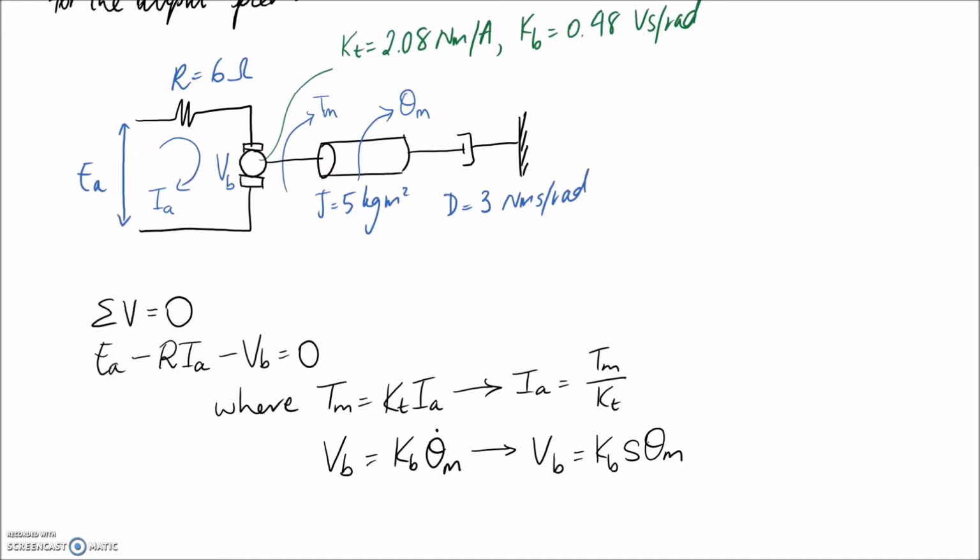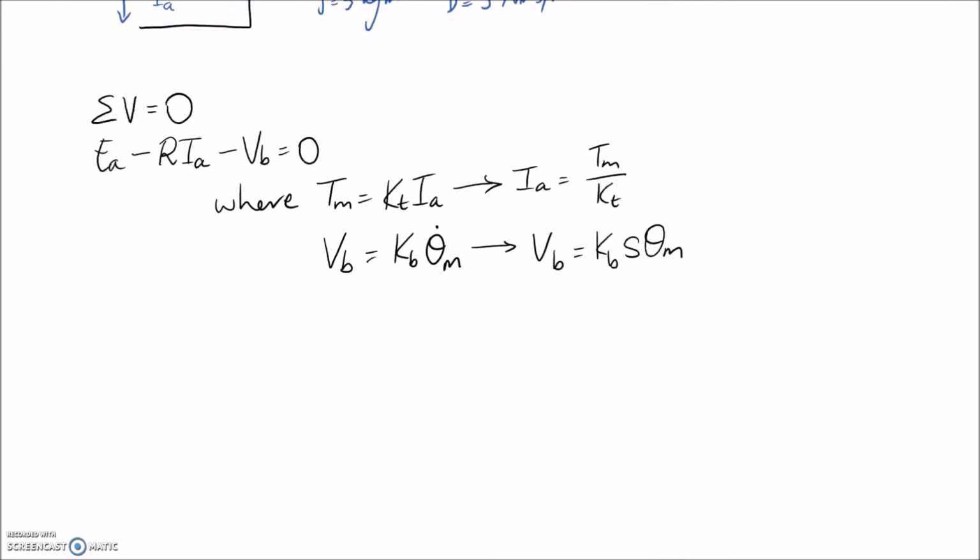So now we want to substitute both of these equations back into the one that we started with. So we're going to get EA minus R, now this gets replaced, and VB gets replaced. Alright, so we're part of the way there.